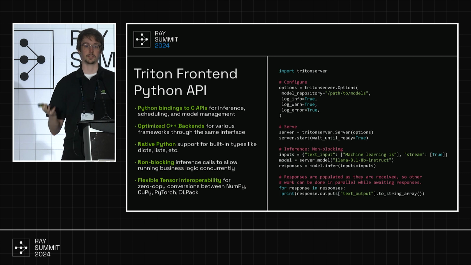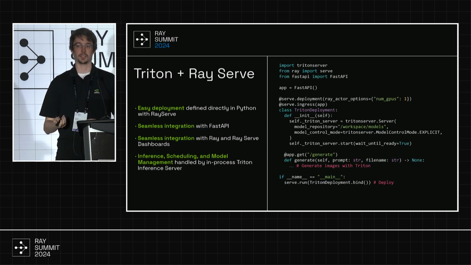So this inference is obviously not blocking. It can be an asynchronous operation where, while you're waiting for the Triton C++ backend to compute something, you can be processing more requests on your RayServe frontend or doing some kind of pre or post processing in parallel. So given all that, how do we put these two things together?